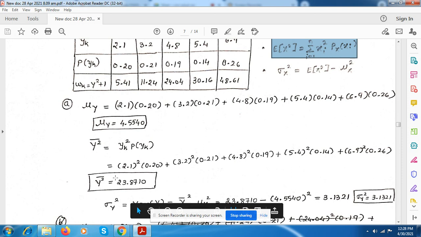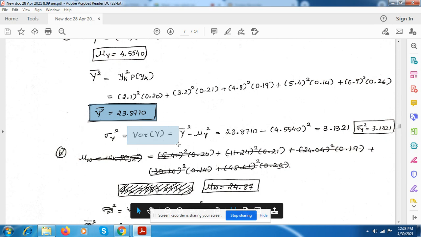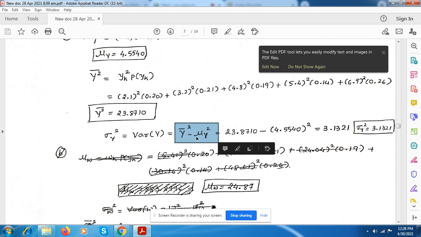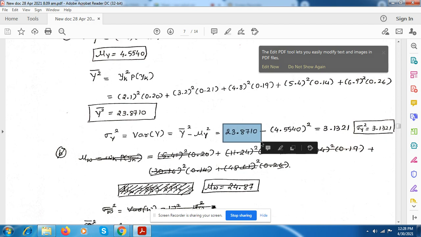So after summing this, we will get the second order moment of y as 23.8710. So this is the second order moment. And this we have to substitute in variance to get the variance of y. Here sigma y square is equal to variance of y, that is equal to the second order moment minus mu y square. Here this y bar square value we have as 23.8710. So substitute it here, then minus the mu square value.